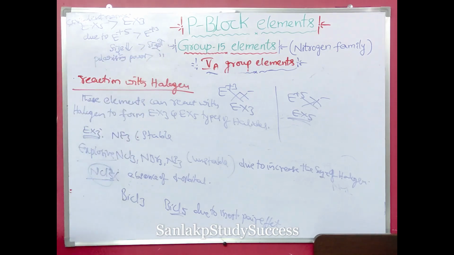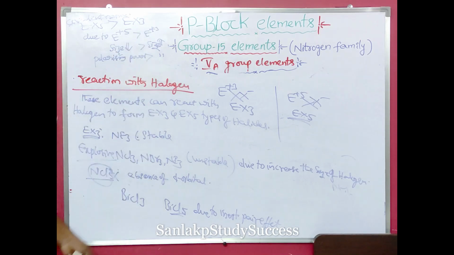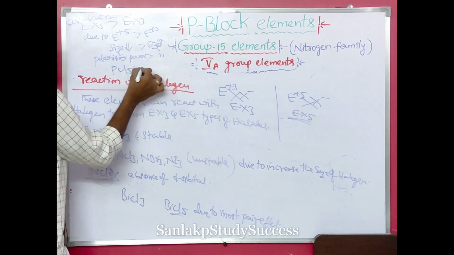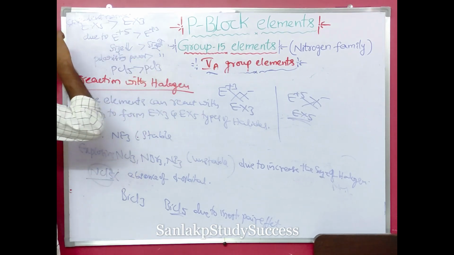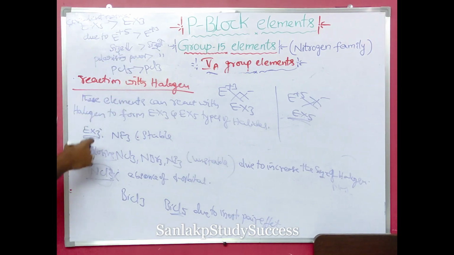According to Fajan's rules, the smaller the cation size and the larger the anion, the more covalent the nature. So E plus 5, having a smaller size, has more covalent nature compared to E plus 3. In PCl5 and PCl3, which has more covalent nature? PCl5, due to the small size of P plus 5 compared to P plus 3.